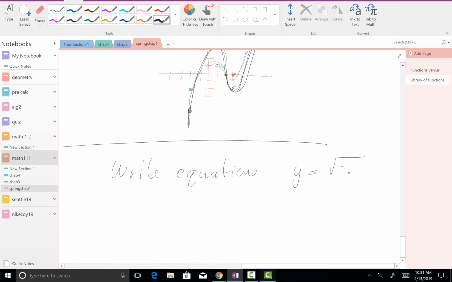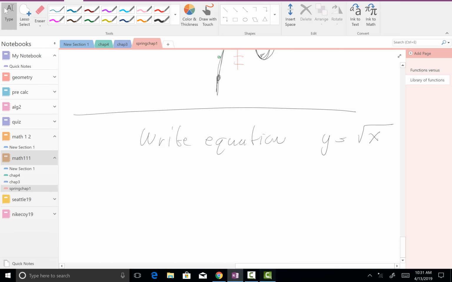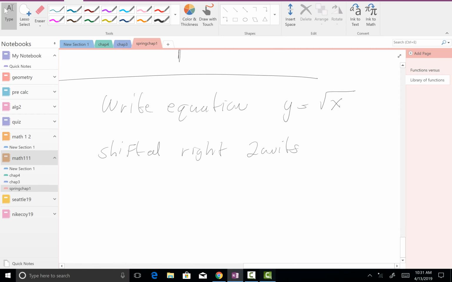Y equals, let's just do square root of x. And then they say it's shifted right 2 units. So then all you have to do is go, okay, shifted right 2 units. That's my C. So I'm going to write y equals square root of x minus 2. Notice that we put the square root over the x minus 2, so the 2's underneath it, because it's affecting that x. All right? If it's shifted 2 units right, that's that one.